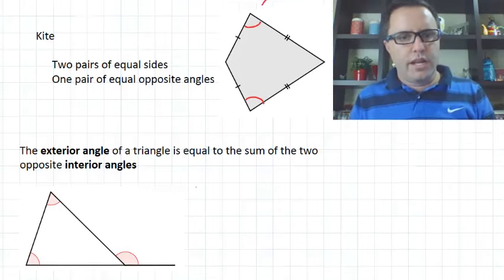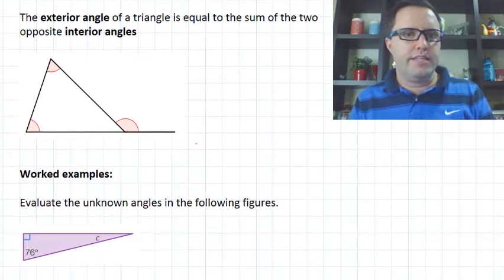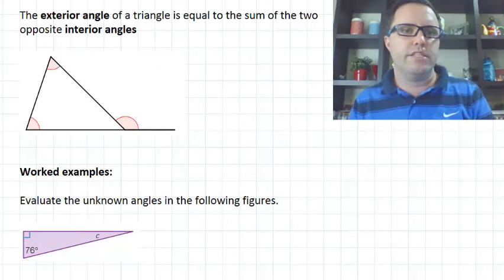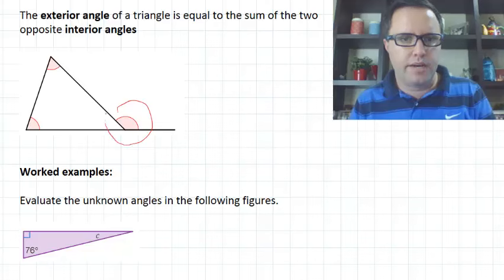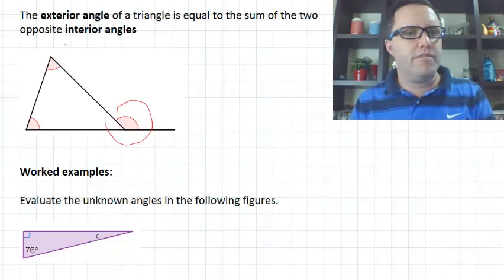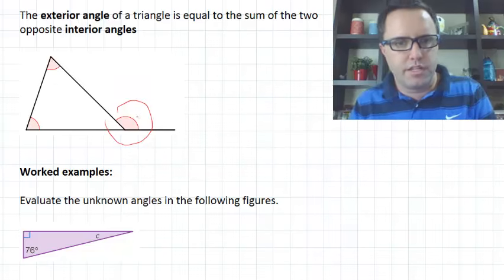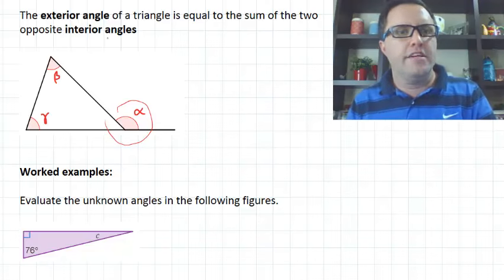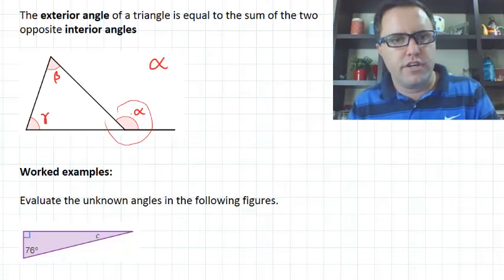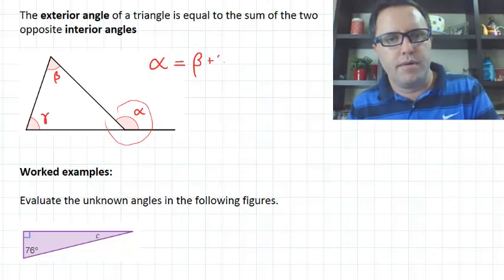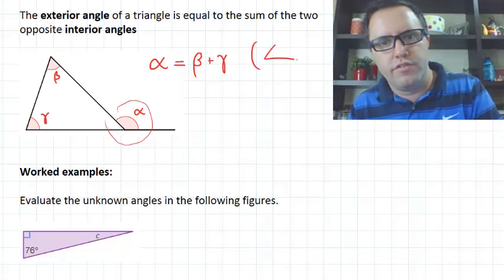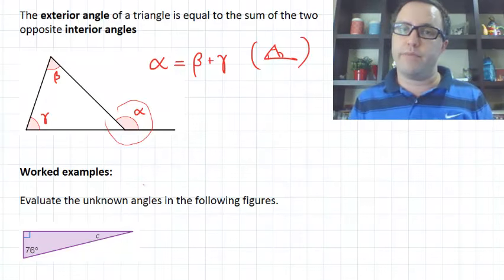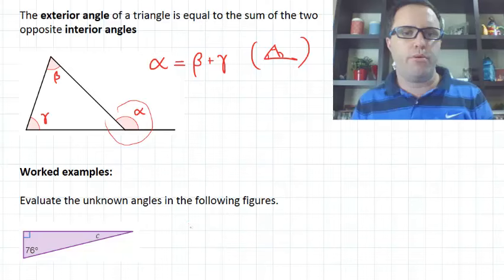One last thing to worry about with triangles is this rule called the exterior angle rule. The exterior angle of a triangle, which is this one here, made outside of it, is equal to the sum of the two opposite interior angles. So let's call this one alpha, this one beta, and this one gamma. So alpha, that outside external angle, is equal to beta plus gamma because of our external angle of a triangle rule. That's a little symbol for that one. It's a pretty important one for you to be able to know.